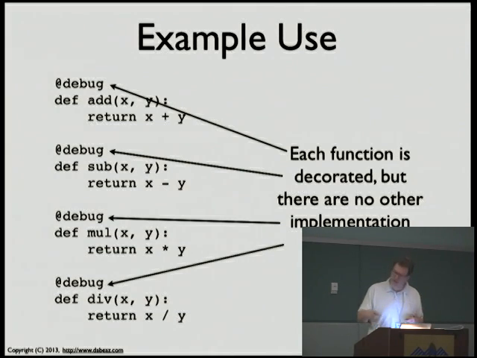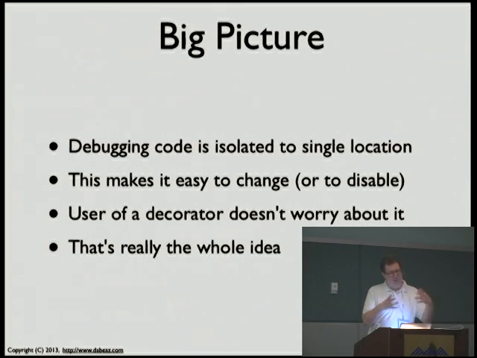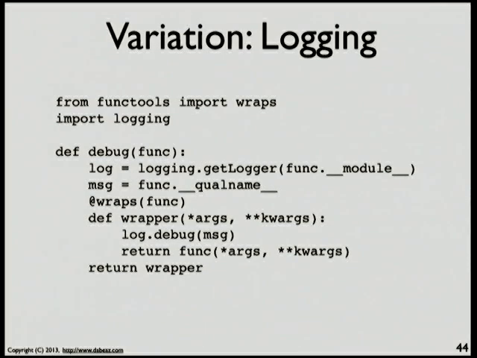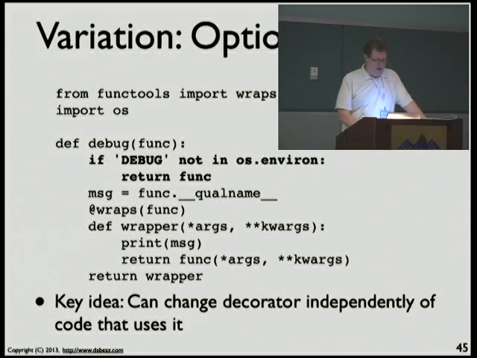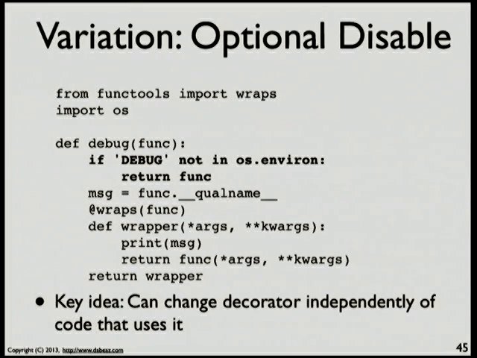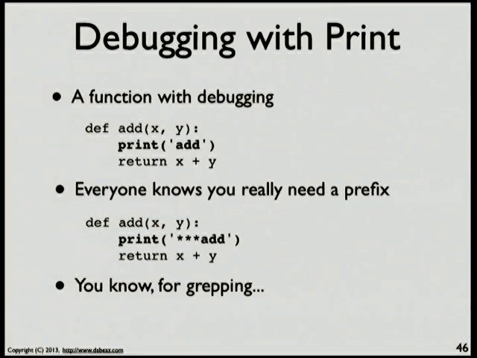You just use it, and then if you want to, you can mess around with the implementation of that debug. There's all sorts of things you could do in there. You could change it to use the logging module if you wanted to, and send data out to the logging module. You could optionally disable the debugging, maybe through an environment variable or some other thing. Key idea though is that you can change the decorator independently of the code that's using it. Very, very kind of cool.